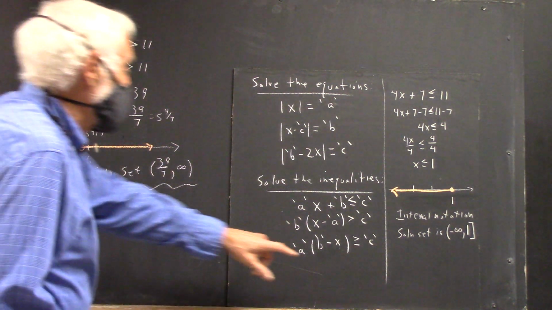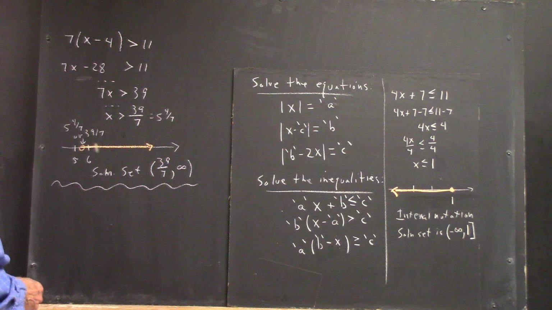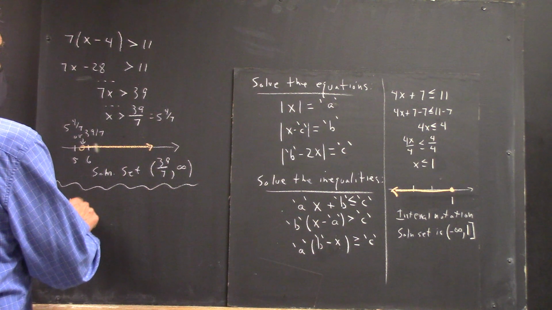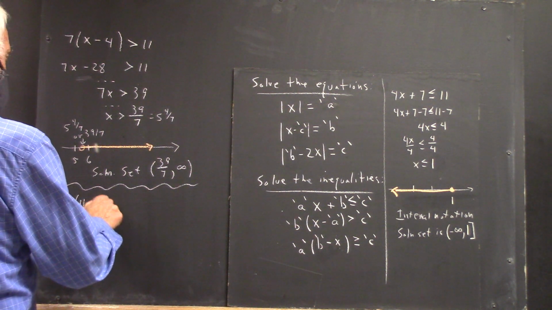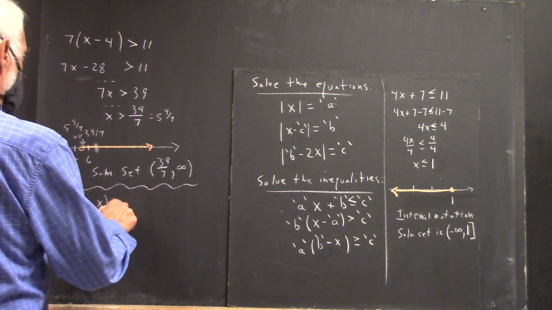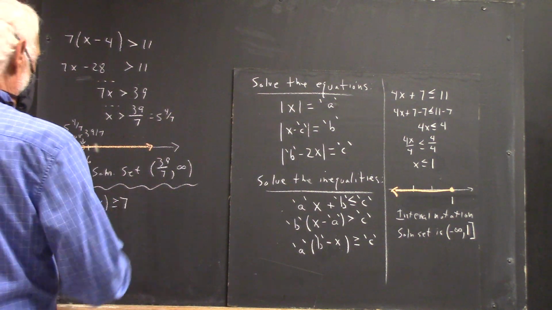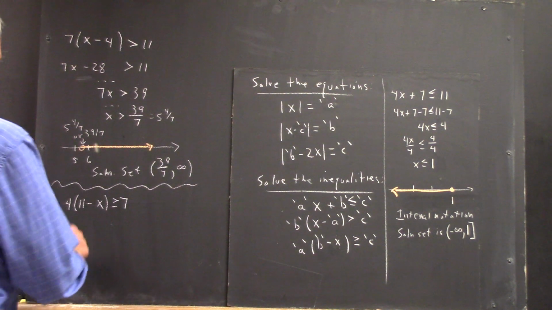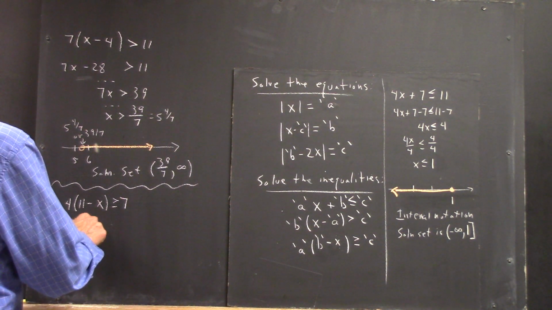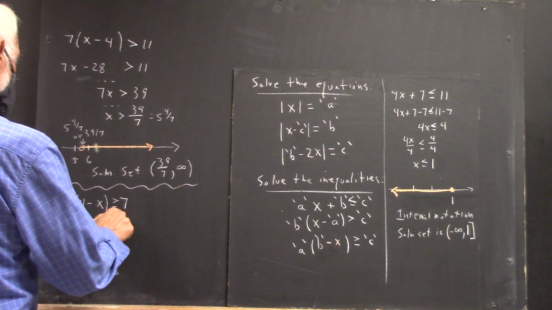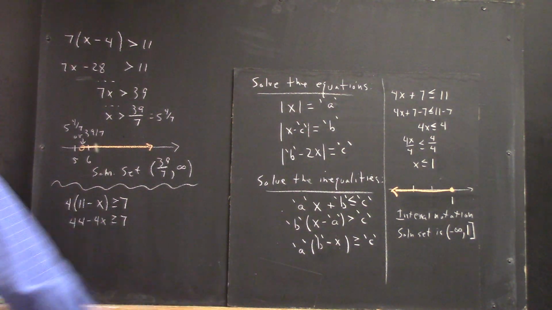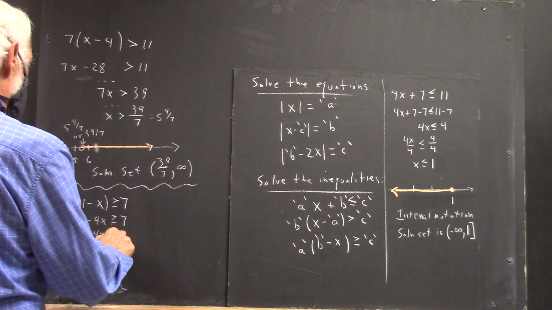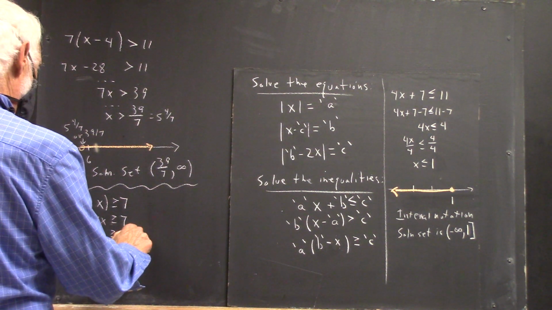Okay, well anyhow, now there's a twist on this last one. So let's say it's 4 times 11 minus x greater than or equal to 7. Let's just switch numbers up a little bit. Well, that's easy. You get 44 minus 4x is greater than or equal to 7. Subtract 44 from both sides, you get negative 4x is greater than or equal to negative 37.